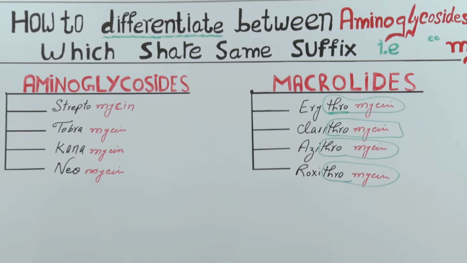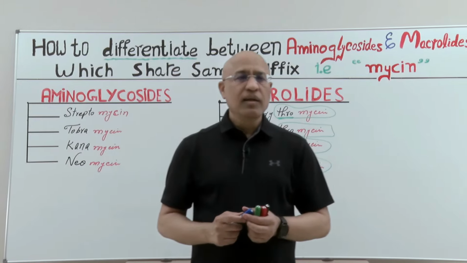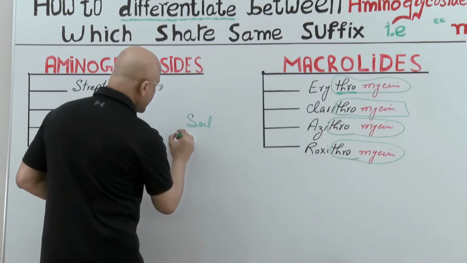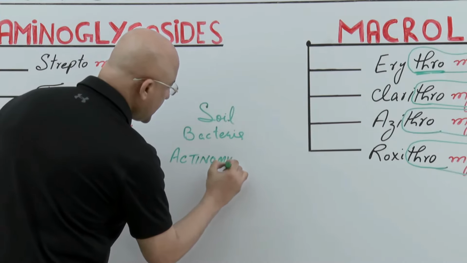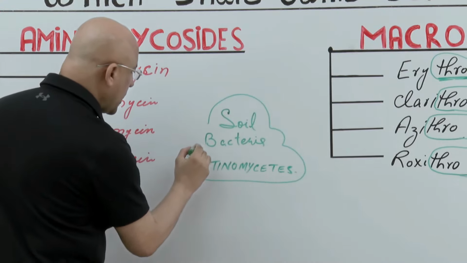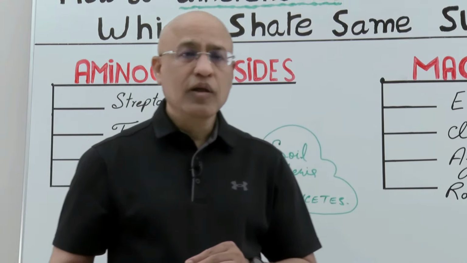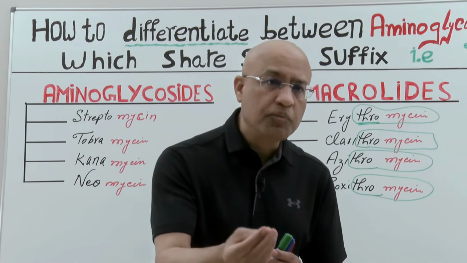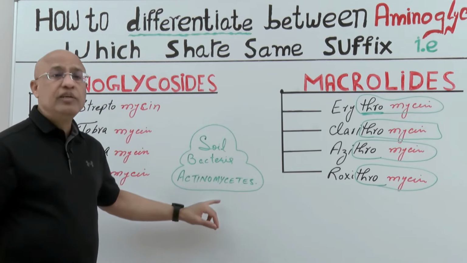And here I would love to mention one more point. All of these drugs are derived from soil bacteria called actinomycetes. Now, let me tell you something very interesting about these soil or environmental bacteria: actinomycetes are the source of most of the antibiotics which we are using presently. Most of the natural antibiotics are derived from actinomycetes and its subgroups, subgenera.